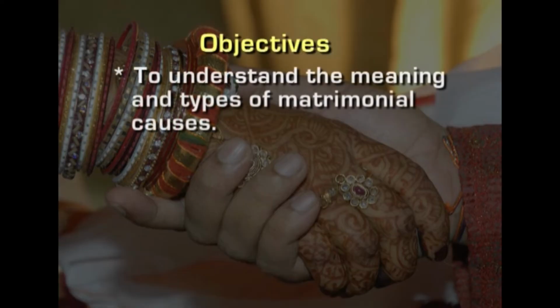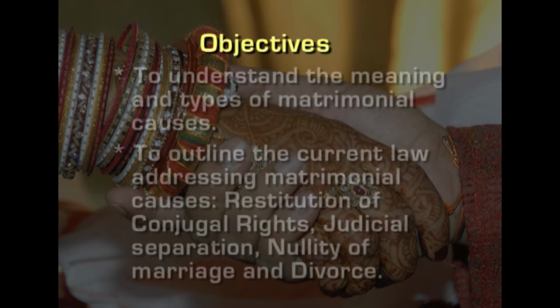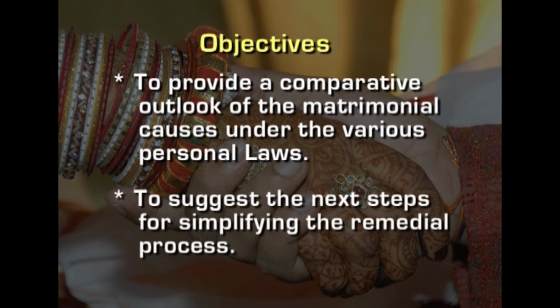Hello everyone. Welcome to the session on Personal Laws Part 2, Matrimonial Causes. The objectives of this lesson are: firstly, to understand the meaning and types of matrimonial causes. Secondly, to outline the current law addressing matrimonial causes like restitution of conjugal rights, judicial separation, nullity of marriage, and divorce. Thirdly, to provide a comparative outlook of the matrimonial causes under the various personal laws. Lastly, to suggest the next steps for simplifying the remedial process.